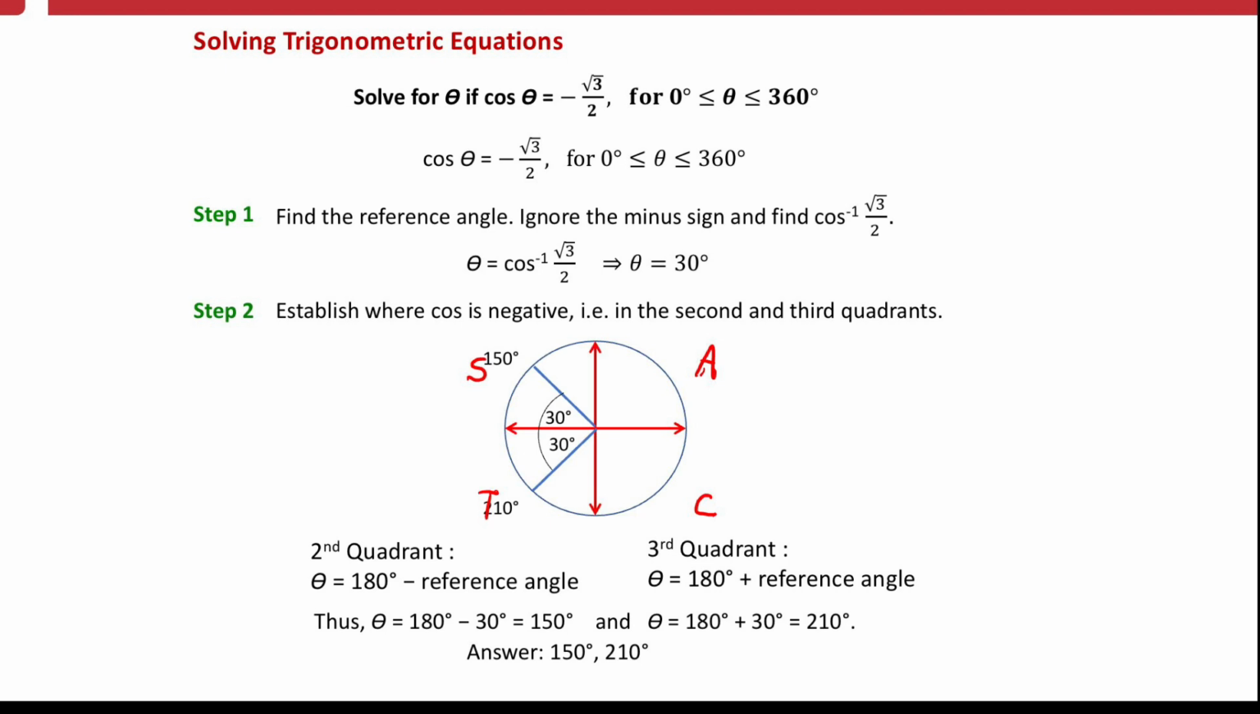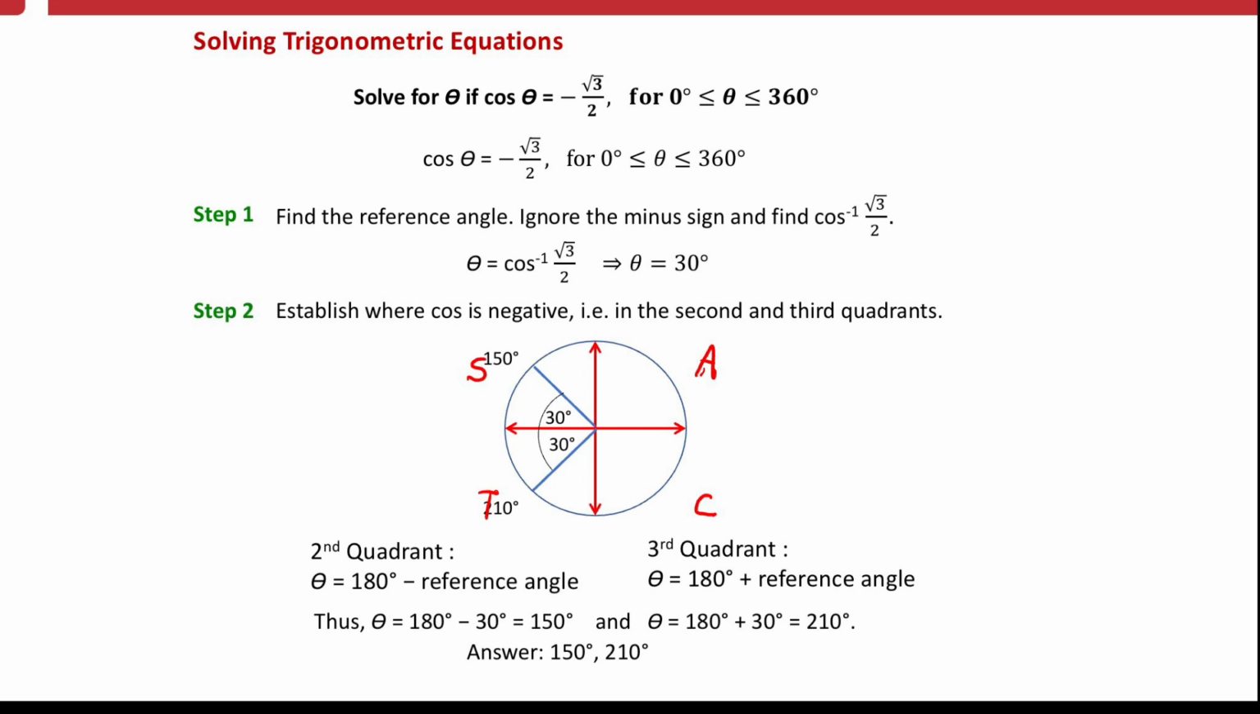This means that when we have an angle of 150 degrees and an angle of 210 degrees, we will get a cos value of minus root 3 over 2. If in doubt, substitute into your calculator cos 150 degrees and cos 210 degrees. You will see that the value you get is minus root 3 over 2. This means that when we have an angle of 150 degrees and 210 degrees, we get an x-coordinate of minus root 3 over 2.